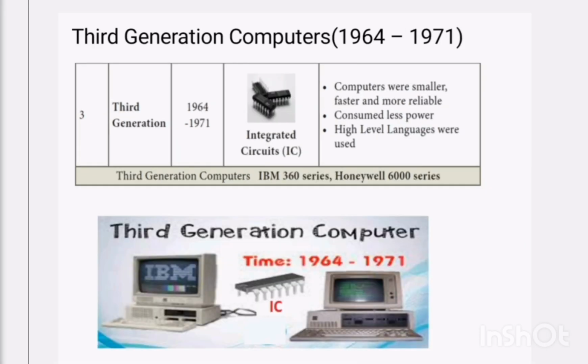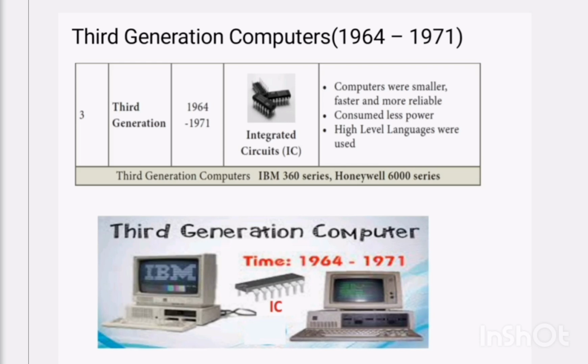Third generation computers used the integrated circuit IC chips. In an IC chip, multiple transistors are placed on a silicon chip. Silicon is a type of semiconductor. The use of IC chip increased the speed and efficiency of the computer.